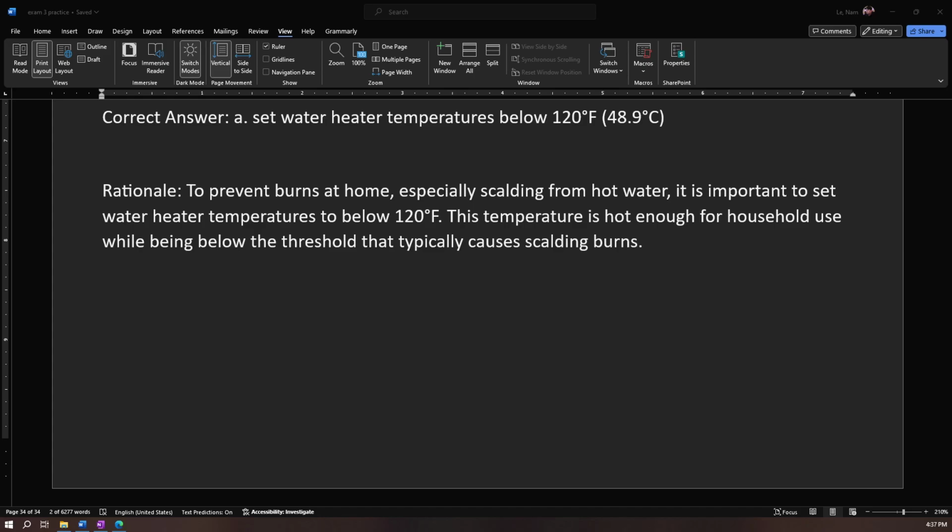Rationale. To prevent burns at home, especially scalding from hot water, it is important to set water heater temperatures below 120 degrees Fahrenheit. This temperature is hot enough for household use while being below the threshold that typically causes scalding burns.